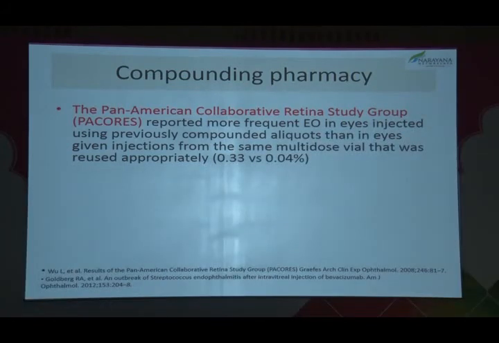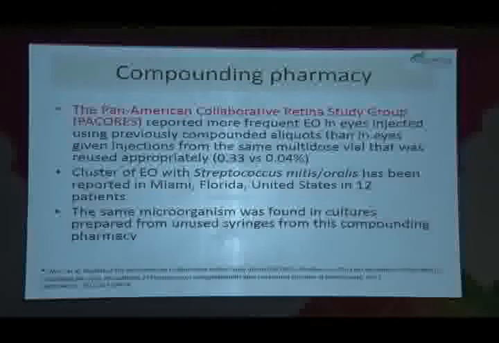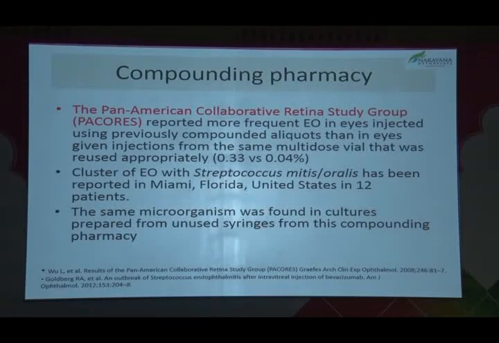Here you aliquot and keep them. So that is the problem. But there was a cluster of endophthalmitis with streptococcus reported in Miami, Florida, United States, in 12 patients. And the same organism was found in cultures prepared from unused syringes. So the unused syringes themselves were contaminated.